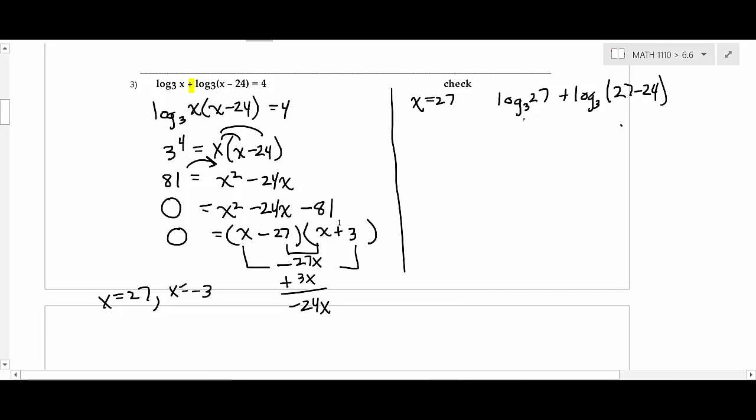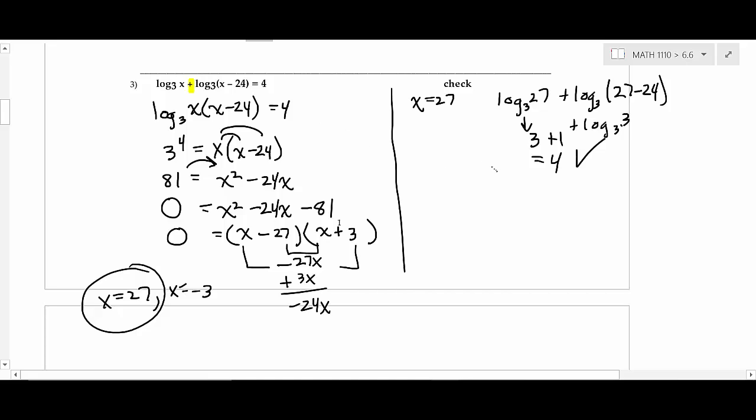Tell me what the log base 3 of 27 is. What do you raise 3 to give you 27? 3, good, that's 3. This next one is log base 3 of 3. What's the log base 3 of 3? 1, because 3 to the first is 3. 3 plus 1 is 4. That's good. So that's definitely an answer to the problem. All right, you work the logs out.